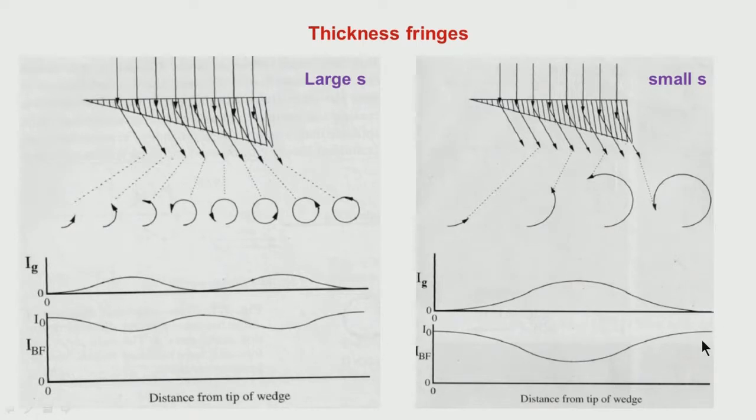Suppose s becomes 0, what happens? Uniform intensity. There should be uniform intensity. That is what kinematical theory says. What is seen in practice? That is not the case. There is a variation.